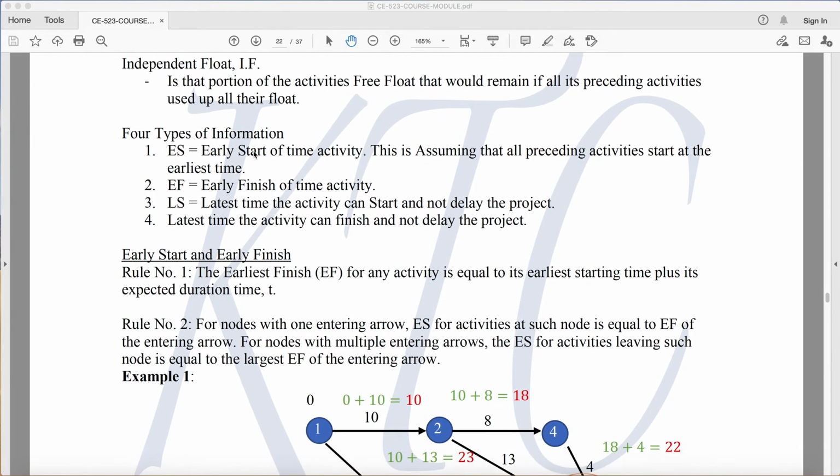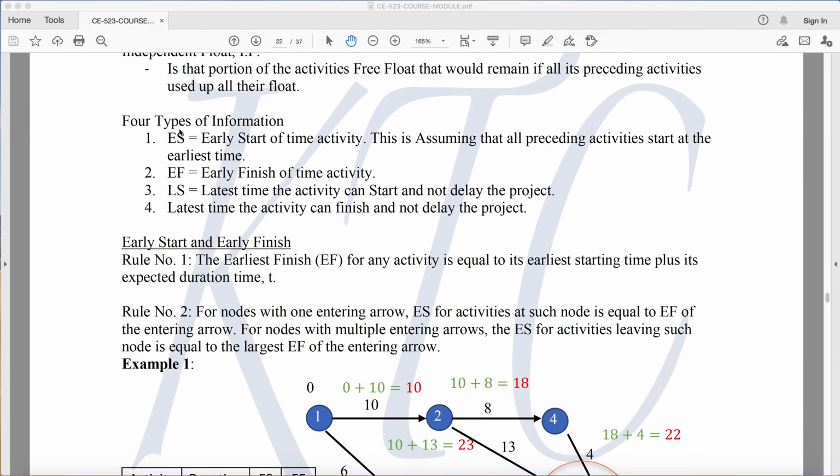So, 4 types of information. So, we have the early start or the ES. This is assuming that all preceding activities start at the earliest time. So, yung mga activities before that activity started on the earliest time. Because if they started on the late finish, or late start, then that would be a different story. Early finish of the activity time, EF. LS is the latest start, latest time, yeah. And latest time the activity can be finished and not delay the project.